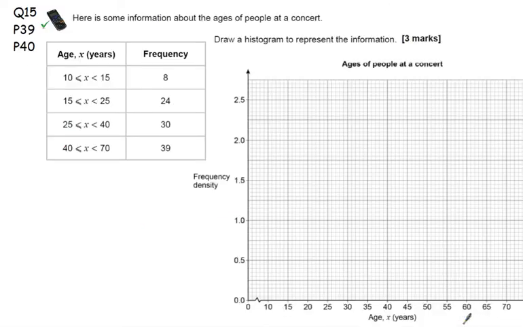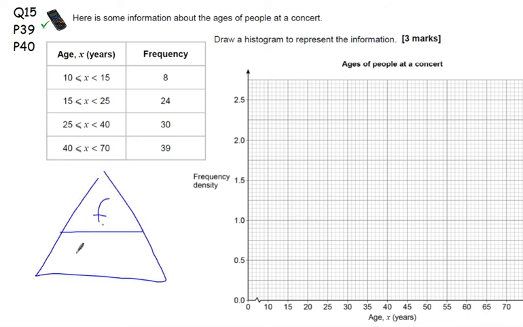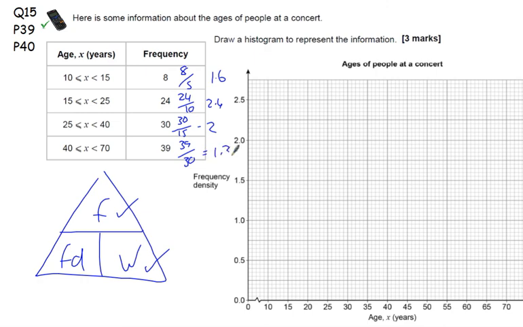Here's some information about the ages of people at a concert. Draw a histogram. We've got frequency, density, and width. I'll always have two of them. So I've got my frequency and I've got my width. To get my frequency density, it's frequency divided by width. 8 divided by 5 is 1.6. 24 divided by 10 is 2.4. 30 divided by 15 is 2, and 39 divided by 30 is 1.3.